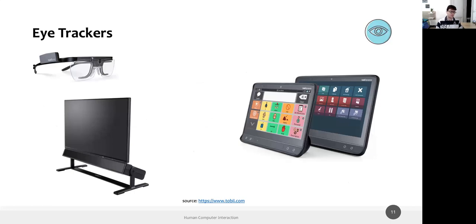So what is an eye tracker? These are just a few examples of commercially available eye trackers. You can go to the website of these producers and buy them if you want. They are quite expensive, less than in the past, but they are still expensive products. And what is an eye tracker and what are we seeing in these slides?